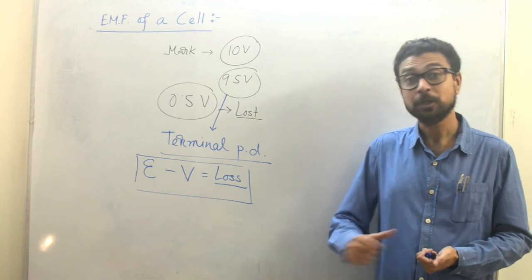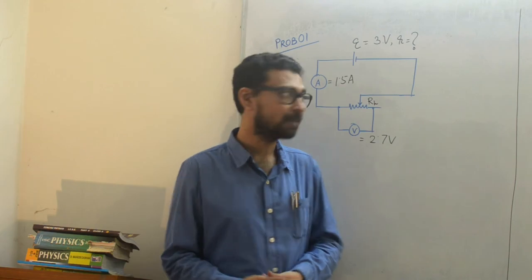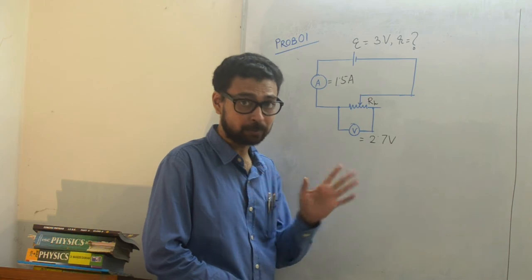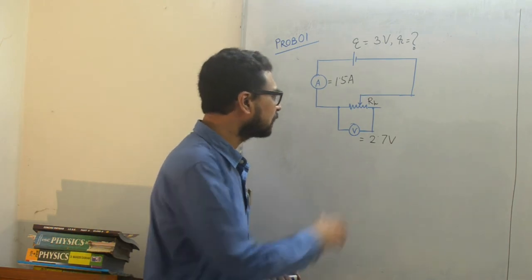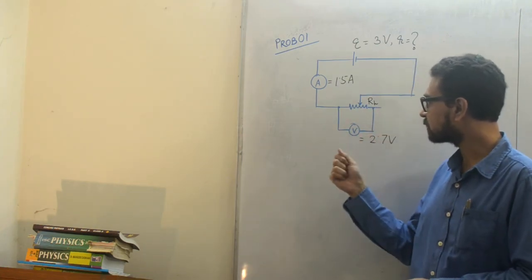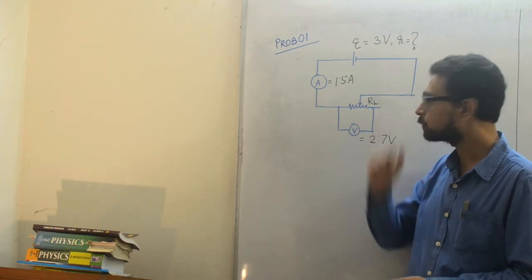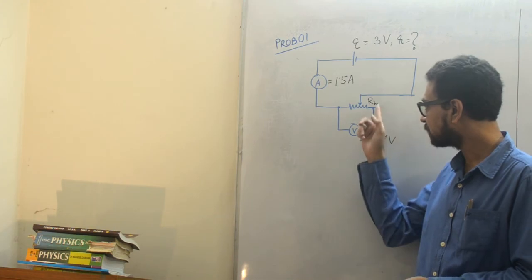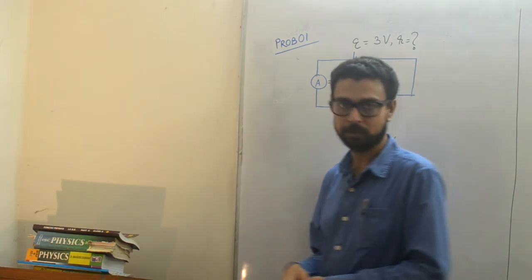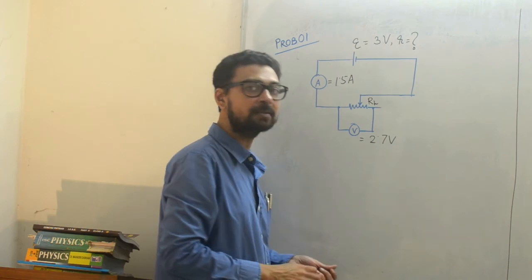Alright, now let us go to the next topic. Let us do a problem. This is the first problem of today's class. We have a cell of 3 volt with an internal resistance that we don't know. We have a variable resistor here, you can see RH, and when we change the resistance, these values change obviously. When the ammeter reads 1.5 ampere, the potential drop across the variable resistance is 2.7 volt.